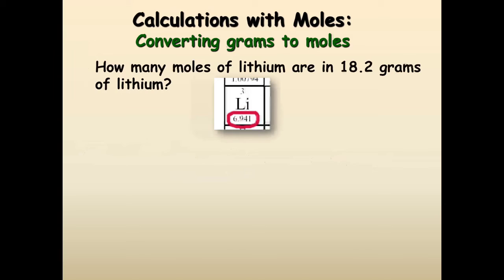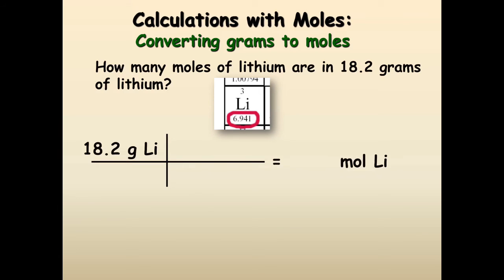Now, if we wanted to go from grams to moles, again, we're going to use lithium. So we're going to start off here with 18.2 grams of lithium. What's the molar mass of lithium? It is 6.941 grams per mole. And so we're going to put grams on bottom because we want to cancel out our grams. We put moles on top, do our cancellation, and we find that we have 2.62 moles of lithium.